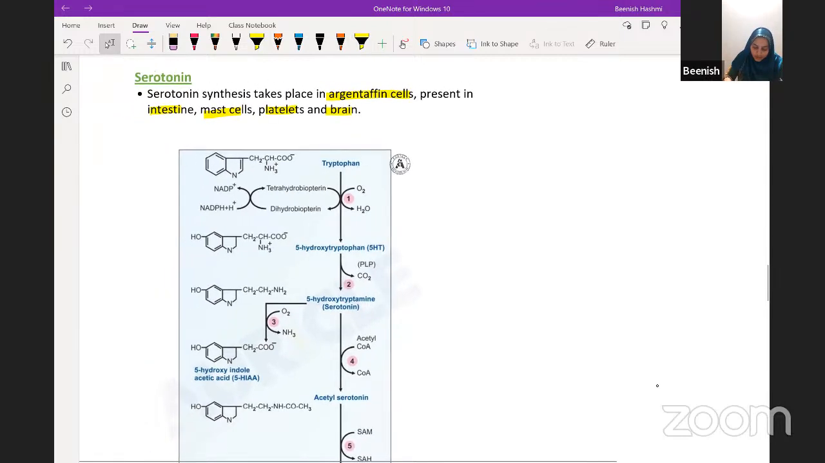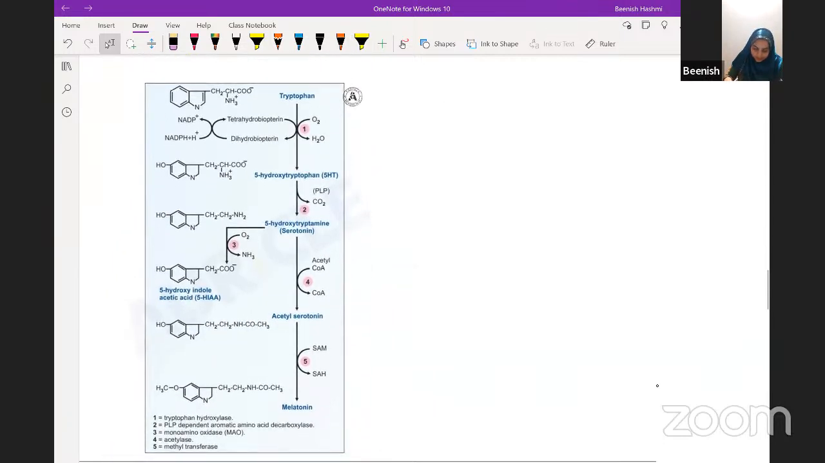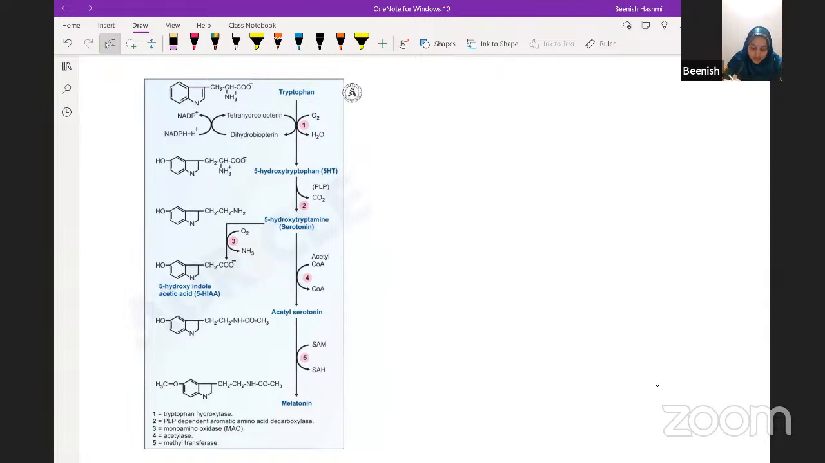So let's have a look at the reaction. So what is happening? Your tryptophan is changing into 5-hydroxytryptophan. So you can see what is happening. Hydroxylation is taking place. You can see a hydroxyl has been added in this position. So what is happening in the first step? Hydroxylation has taken place. And if you look at the mechanism of this reaction, you'll find it to be very similar to phenylalanine hydroxylase.